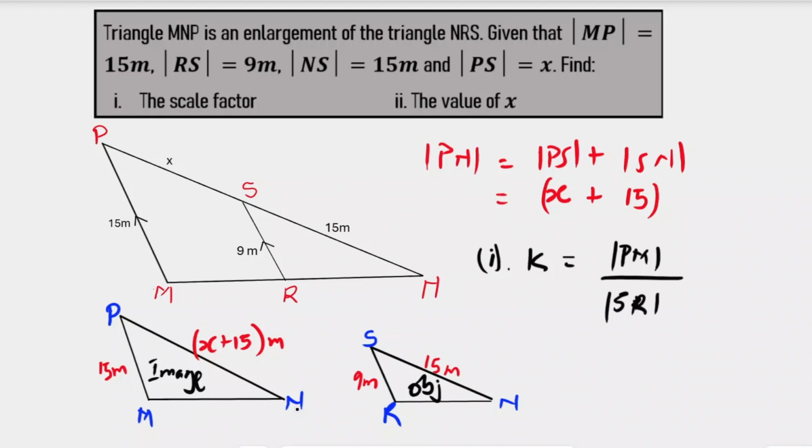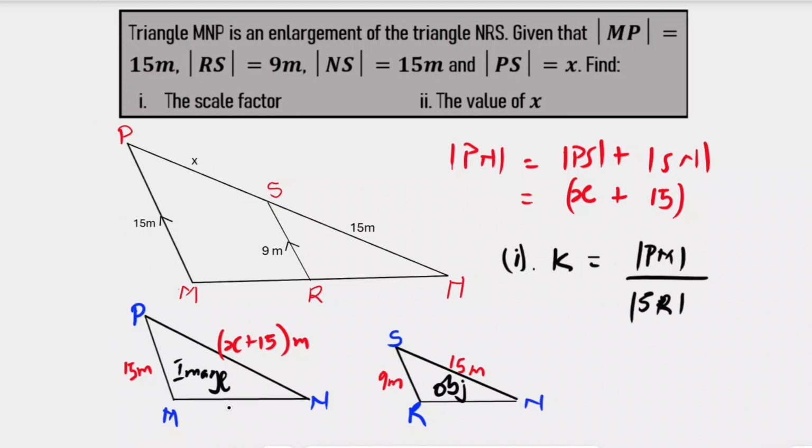We also didn't use MN and that of RN because their magnitudes are missing. We don't know MN. We also don't know RN. So we can't use this pair. I mean, that one is even out of bounds. We can't use that one here.